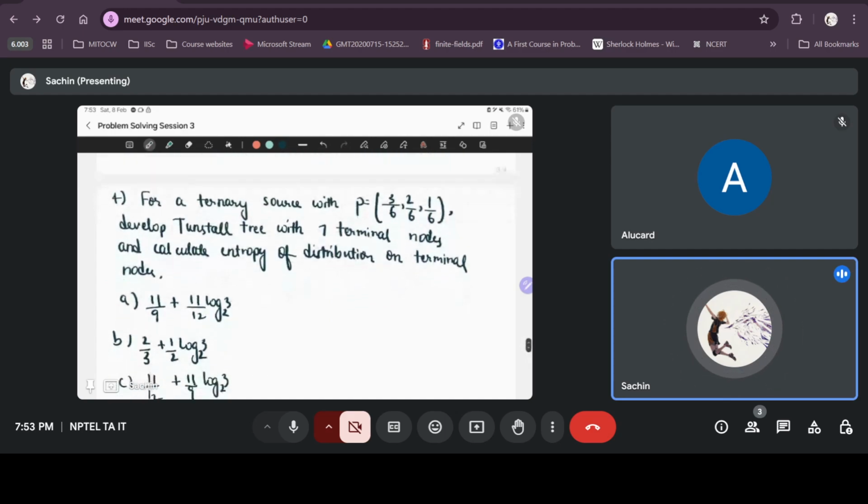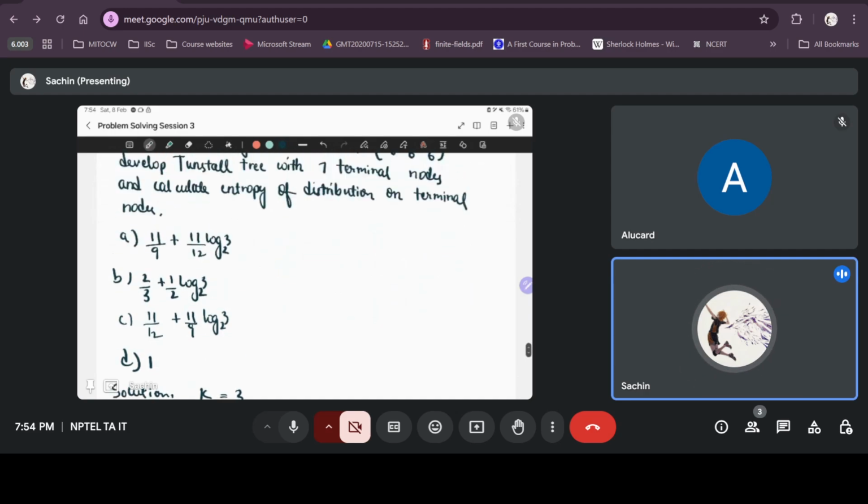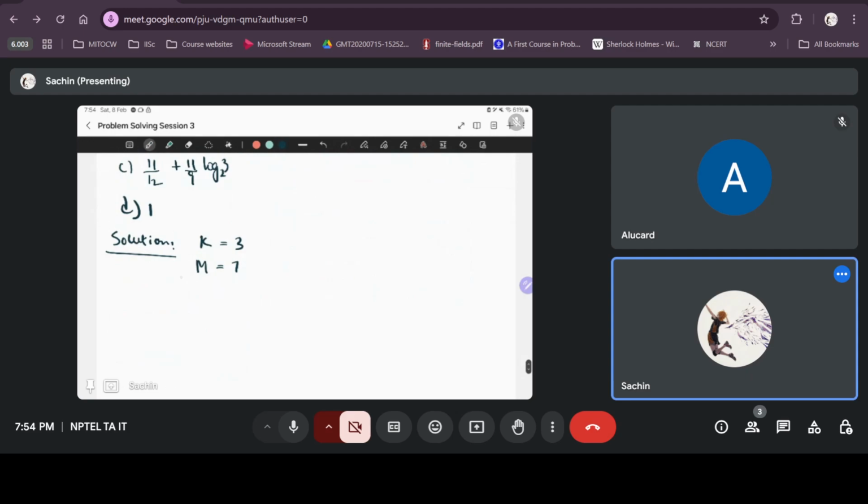So to form a Tunstall tree, this is a ternary source, so K is 3, and the number of messages in the proper message set is given to be 7 because there are 7 terminal nodes. From that, M must be equal to K plus Q into K minus 1. So 7 equals 3 plus 2Q, 2Q is 4, or Q is 2.